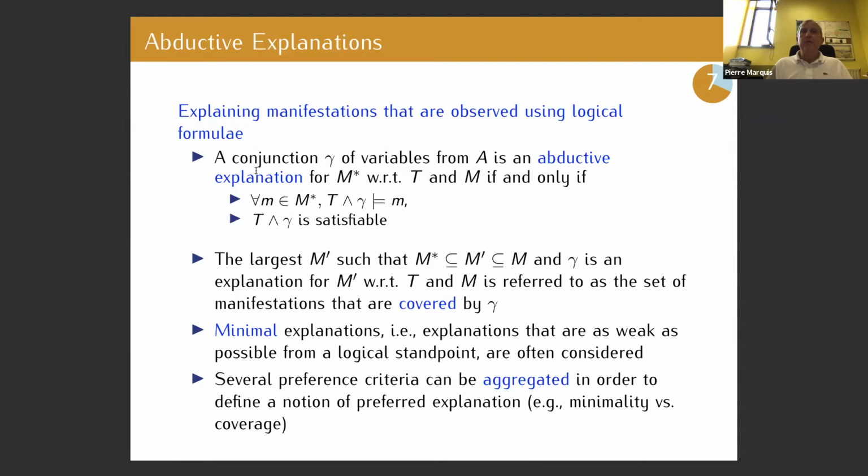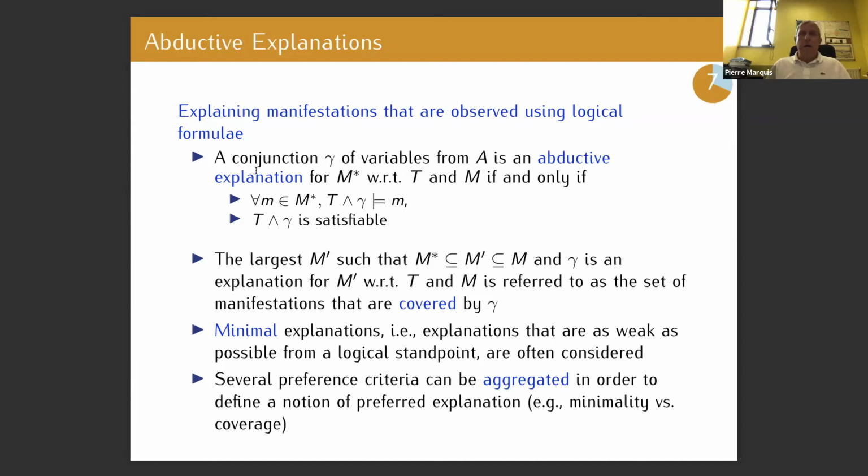Here, since we do not consider just a set M star of manifestations to be explained, but possibly other manifestations or observations made by the physician, we need a notion of coverage of an explanation. So the larger set of manifestations that are actually explained by the abductive explanations is referred to as the set of manifestations covered by the explanation.